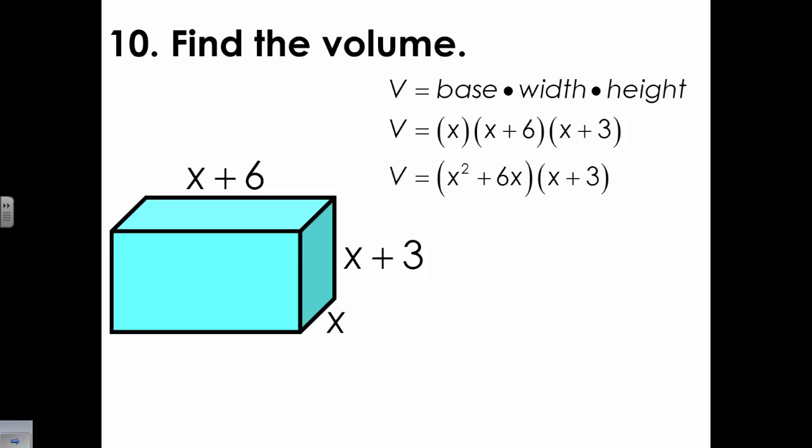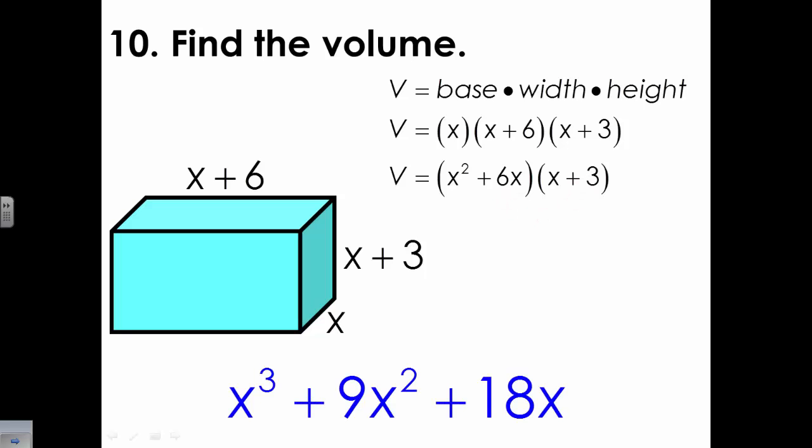In this example, I've copied down that I've multiplied x times x plus 6 and got an answer. I need to distribute x squared, and then I need to distribute the 6x. So the volume for this problem is x cubed plus 9x squared plus 18x.